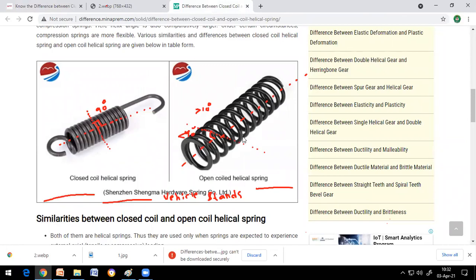Okay, so inka meeku best example cheppali ante, if you see a spring which is in your gel pen, see how many of you used gel pens? Gel pens lo spring undi kada. If you take out the spring and see, the distance between each coil will be more kada. Try to compress the spring.